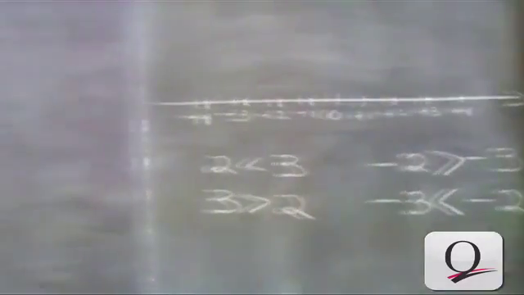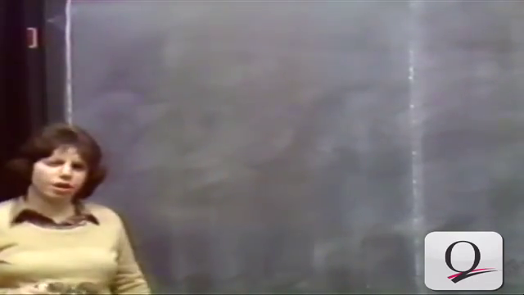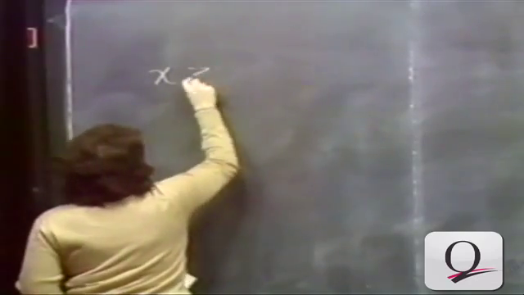Now let's look at some simple inequalities and sketch the graph of these inequalities. That is, we're going to indicate on the number line all values of x that make the inequality a true statement. Let's start with x greater than or equal to 3.